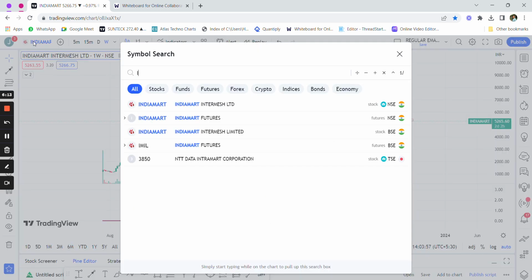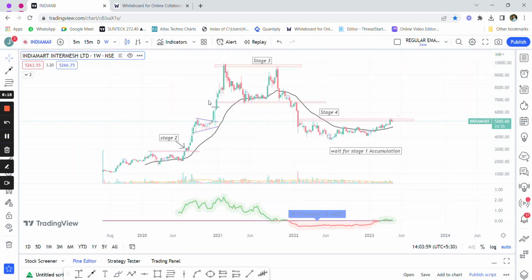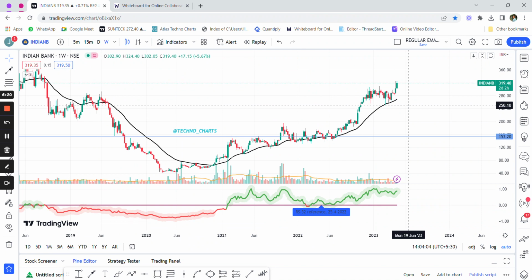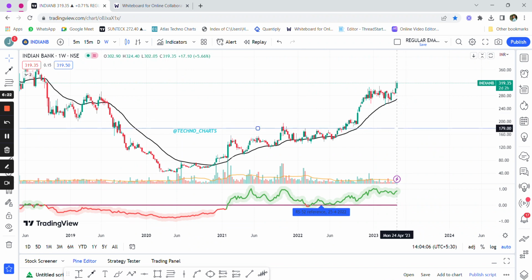So let's say one more example is Indian Bank here. If we look at the chart of Indian Bank, we can clearly see this is a recent example of a stock that had given the stage 1 breakout here. Apart from the stage 1 breakout, the stock also had positive relative strength. You can see how the relative strength is changing and going from negative to positive here, as well as the stock price moving from 187 to 319 rupees, right? So this is the basic criteria of stage analysis as well as using the relative strength.